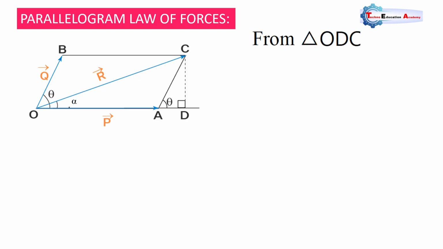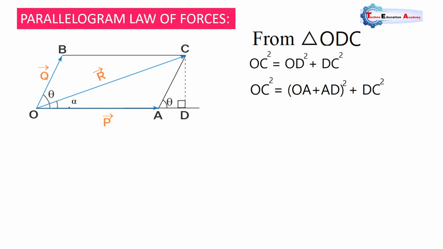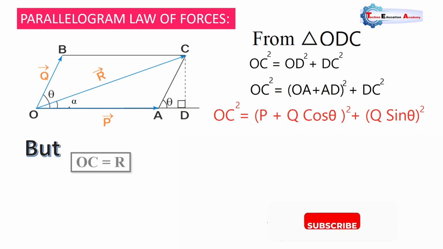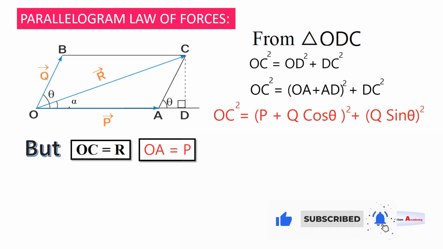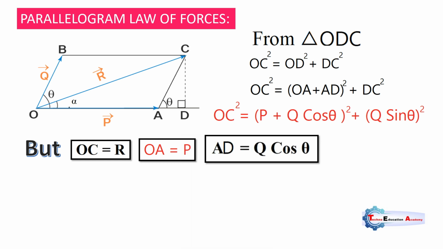From the triangle ODC, according to the Pythagoras law, OC square equals OD square plus DC square. But we know that OD equals OA plus AD. Now we will put the value OD equals OA plus AD. So now we will put the value of OC equal to R, OA equal to P, AD equal to Q cos theta.